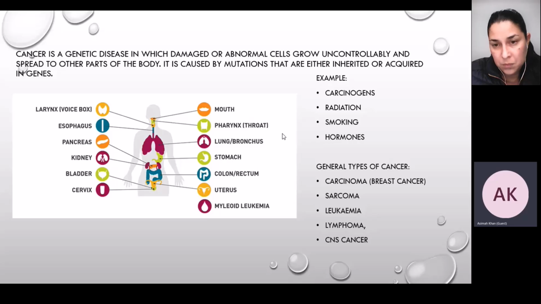There are approximately 200 types of cancers. However, there's a general category based on the functions and location of the cancer. So breast cancer is found in carcinoma.